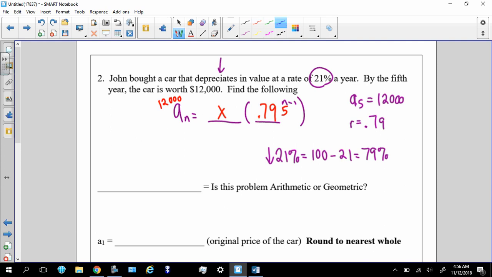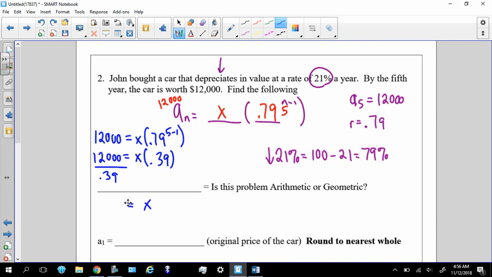Okay, so 12,000 is equal to x parenthesis 0.79 to the 5 minus 1 power. 12,000 equals x parenthesis, and I'm going to round this 0.39, and then I divide by 0.39, and when I do that, I get my first term x is equal to, and I'm going to round here, $30,769.